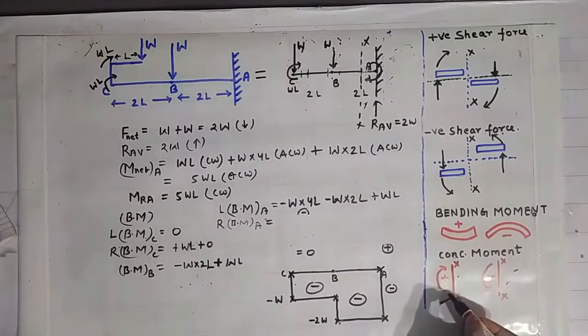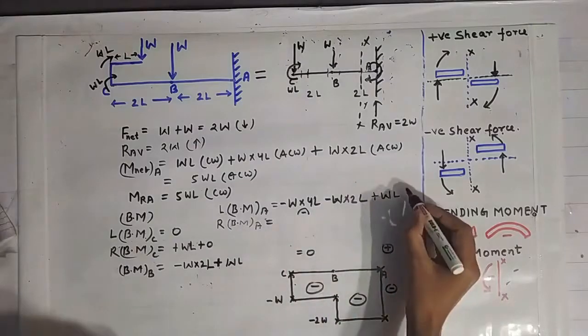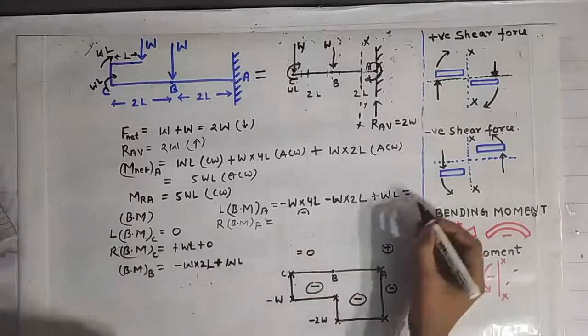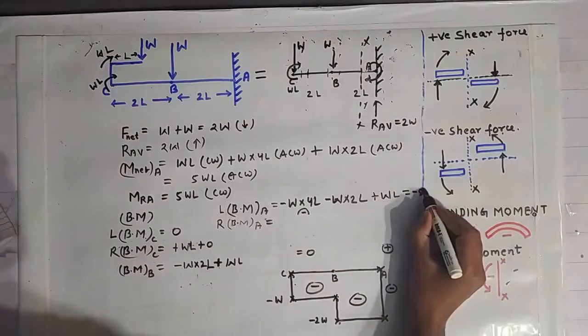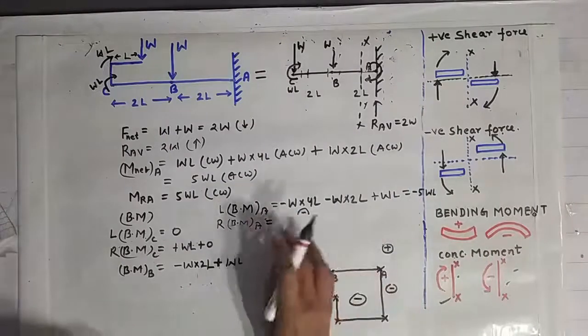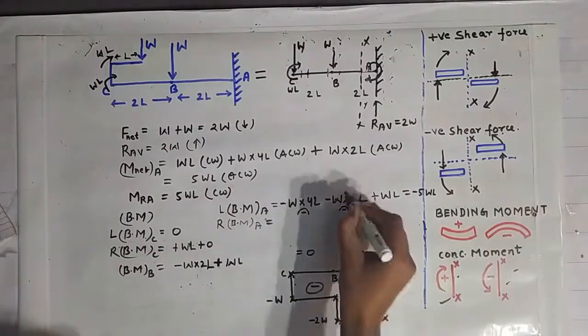Similar sign convention is followed here. So it will give us how much? The bending moment at point A will be equal to minus 5 WL. You should calculate by yourself. It will come out to minus 5 WL. It is also hogging, this moment.